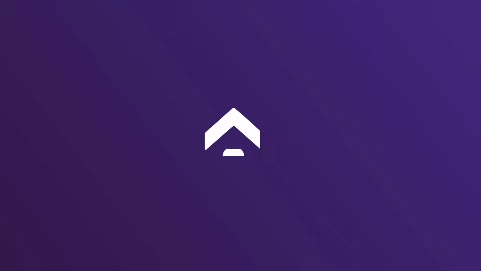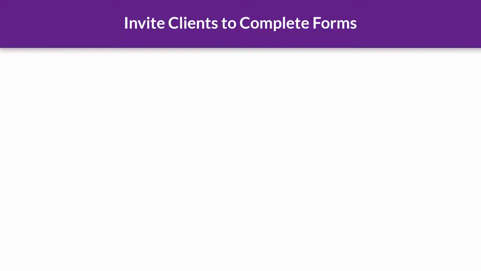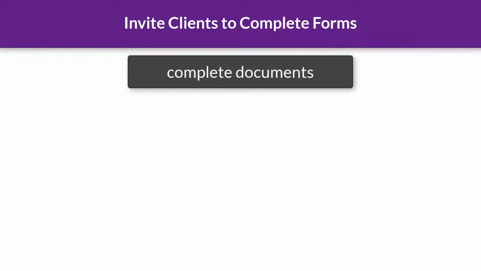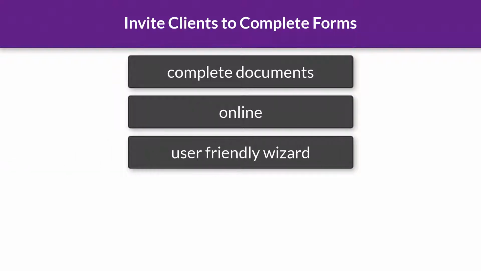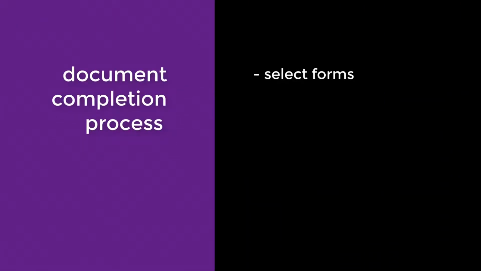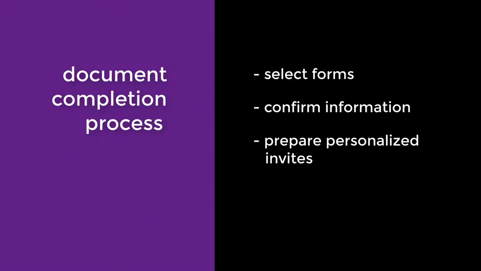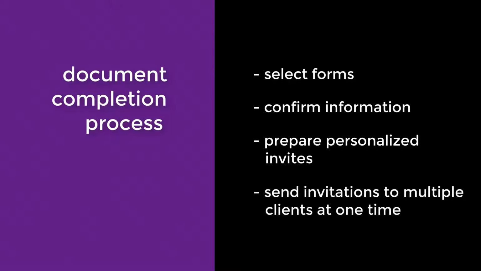In this video, we show you how to invite clients to complete forms. On Glide, your clients can complete critical disclosure documents online via a user-friendly TurboTax-style wizard. To start the document completion process, use Glide to select forms, confirm recipient information, and prepare a personalized invitation for your client. You can also send invitations to multiple clients at one time.